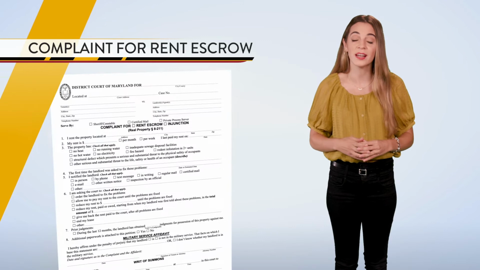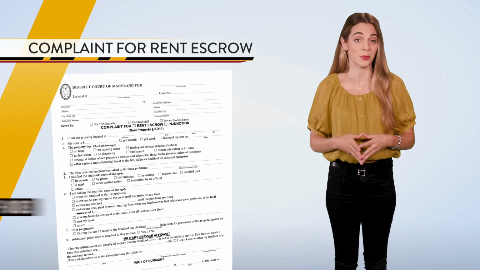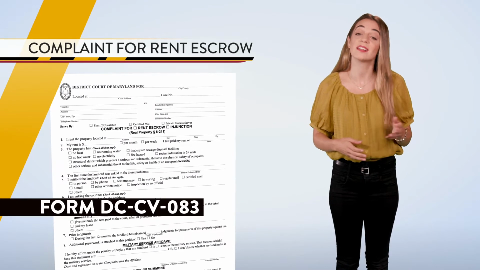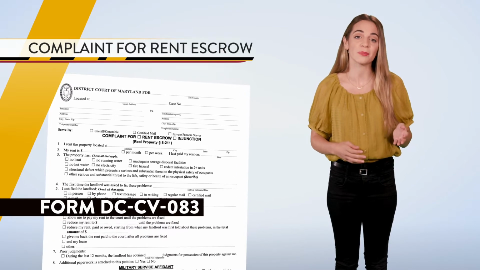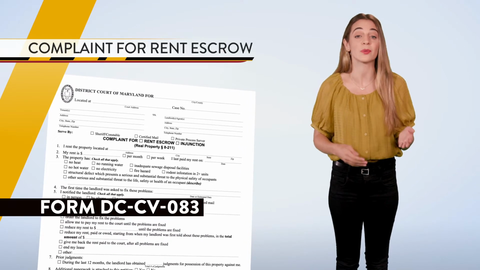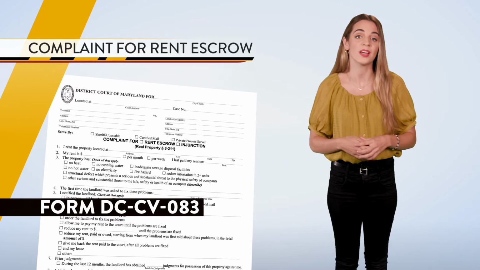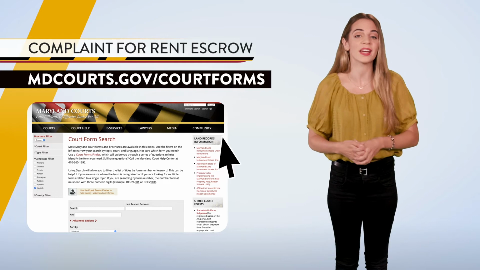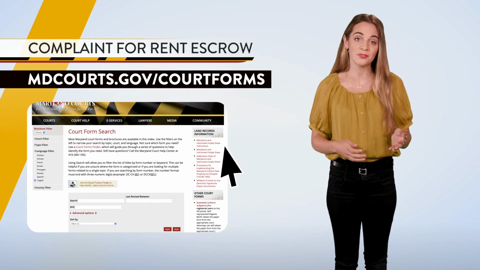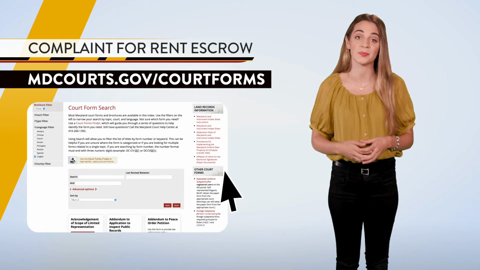Tenants may start a rent escrow case by completing a complaint for rent escrow, Form DC CV 083. File the form at the district court in the county where the property is located. The form is available at the clerk's office or online at mdcourts.gov/courtforms. There is a fee to file. Once the paperwork is accepted, the court will set a hearing date.